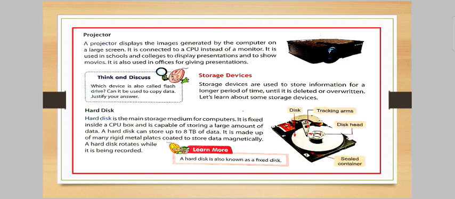Next is storage device. We all know what a storage device is. A storage device is mainly used for storing data on a computer. Okay, the first storage device is the hard disk. A hard disk is the main storage medium of a computer. It is fixed inside the CPU box and is capable of storing a large amount of data. A hard disk can store up to 8 TB of data. It is made up of many rigid metal plates coated to store data magnetically. A hard disk rotates while it is being recorded.